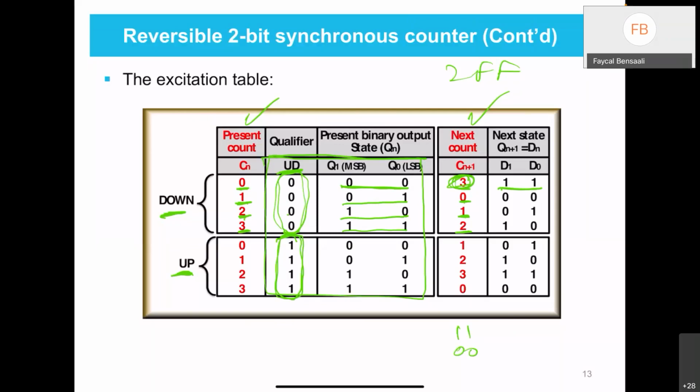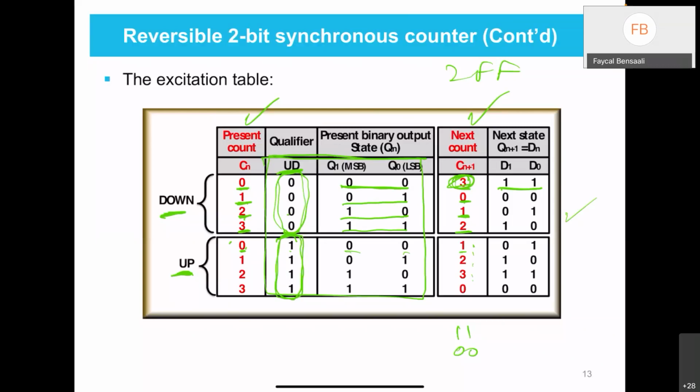And then I will complete the table. I will go to the next 4 states. So again, if we are in 0,0, this means it's state 0. If we are in state 0 and UD is 1, I go to state 1. And I will complete all possible cases. Is this clear? And this is the full excitation table for this reversible 2-bit synchronous counter.